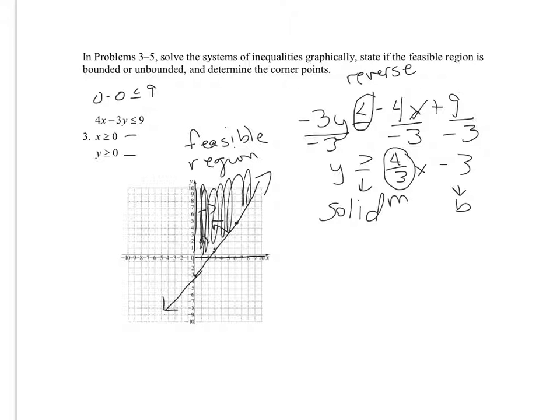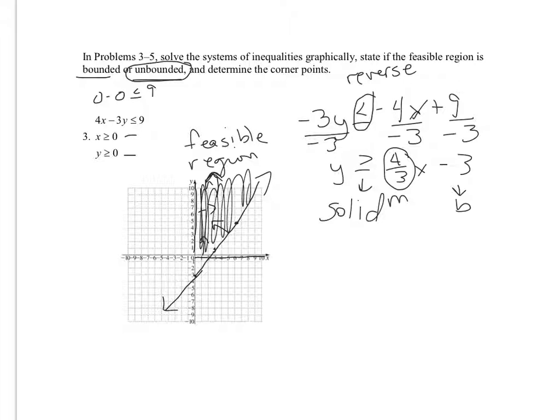Now, one of the most important things we need to know about this is, will this be bounded or unbounded? If it's bounded, it means it's completely enclosed. Notice the shading up at the top, this is going to keep going on this way forever. Therefore, it's unbounded.